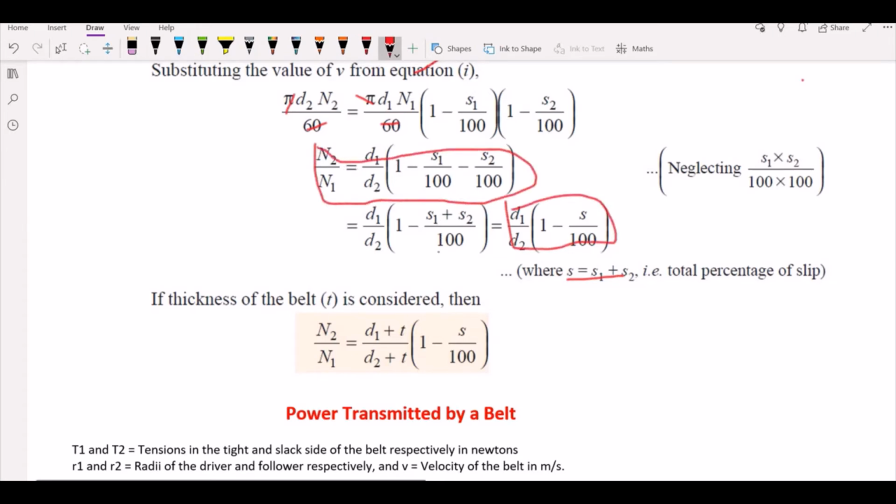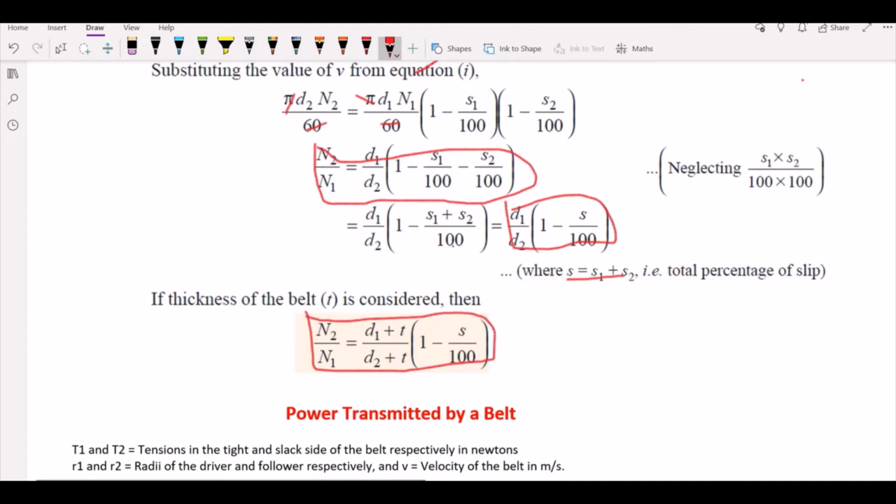And next, if I consider thickness, then I need to add thickness to both of the diameters: D1 plus t by D2 plus t into 1 minus S by 100. Okay, so this is for the case of slip.